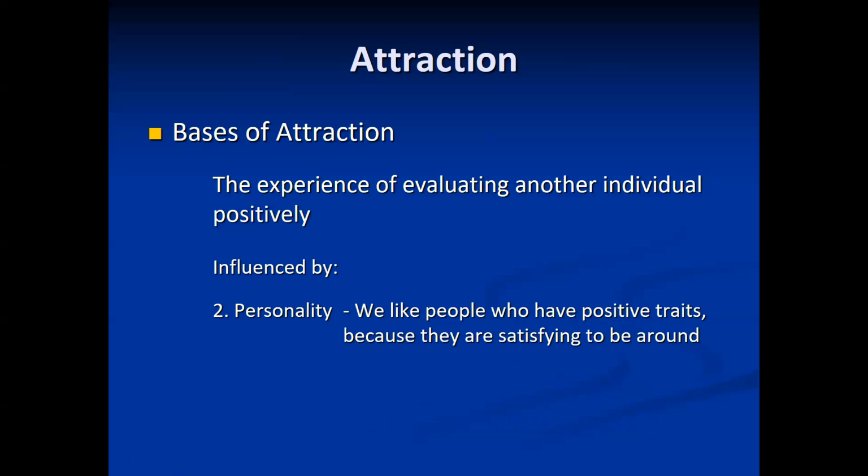We tend to like people who have positive personality traits because they are satisfying to be around. Attractive personality traits include characteristics such as sincerity, honesty, loyalty, truthfulness, and trustworthiness. Unattractive personality traits include deceitfulness, maliciousness, dishonorableness, obnoxiousness, untruthfulness, and dishonesty.